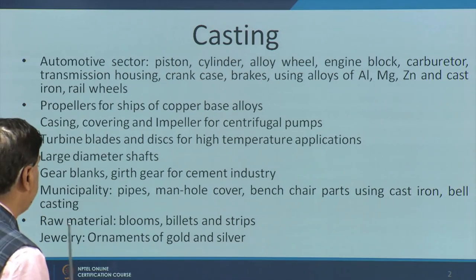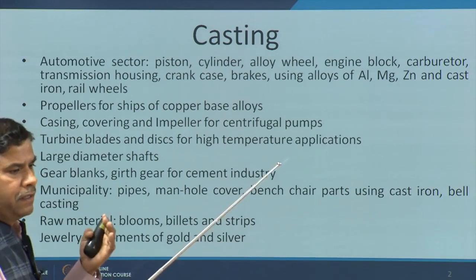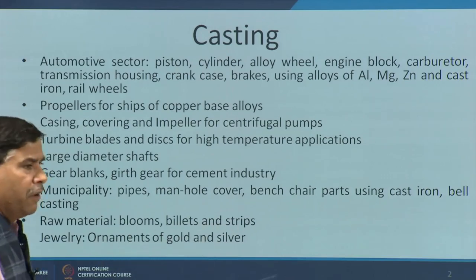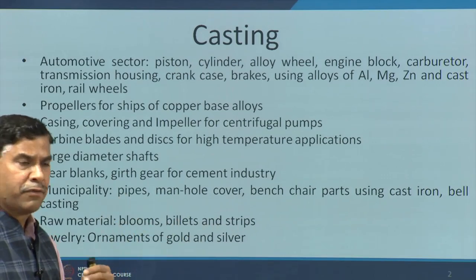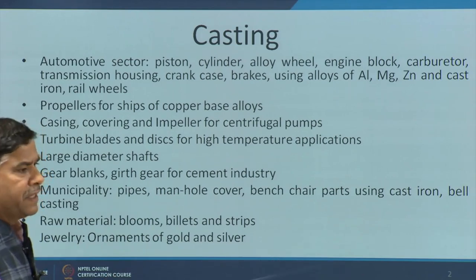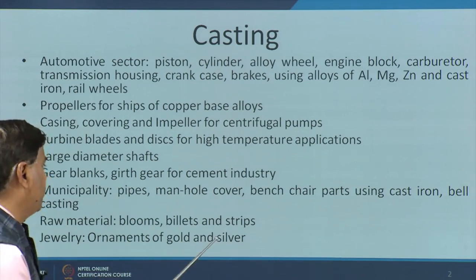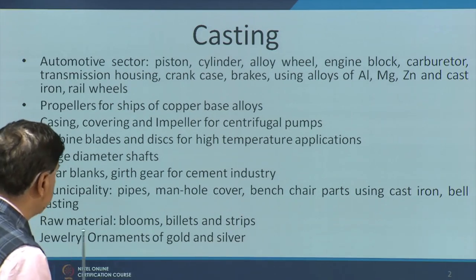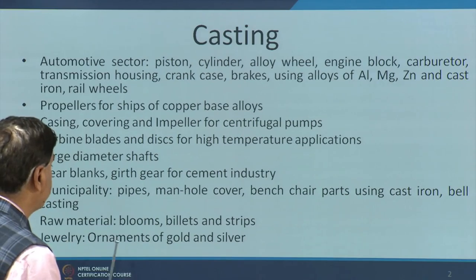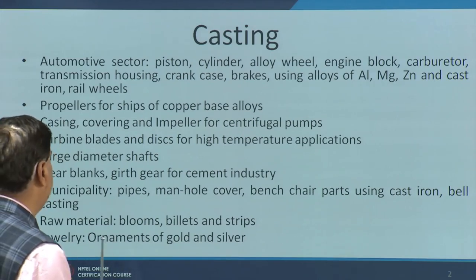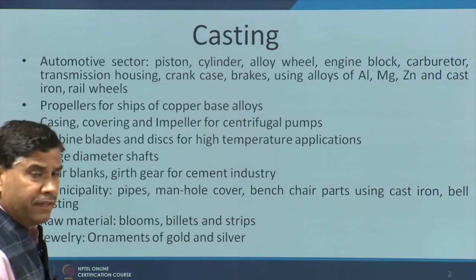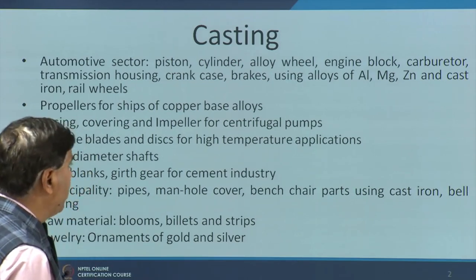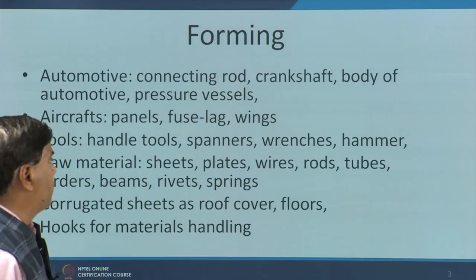Casting is also used for making raw materials in the form of blooms, billets and strips, when the material is extracted from the ore and then in molten state it is processed to produce blooms, billets and strips by the casting process. Casting is also used for making jewelry, so that ornaments of gold and silver are made by jewelers using the casting process.